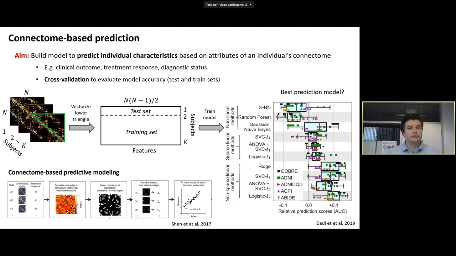A related approach is referred to as connectome-based predictive modeling. This is where we use a very simple model. It's effectively a correlation that we use, and we pick out features that yield a strong correlation in terms of cross-validation. I won't go into the details of that here.